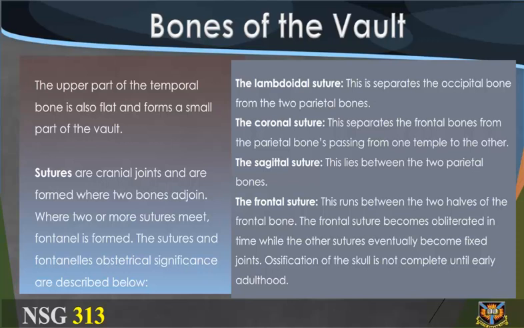Sutures. Sutures are cranial joints and are formed where 2 bones are joined. Where 2 or more sutures meet, a fontanelle is formed. The sutures and fontanelles and their significance are described below.